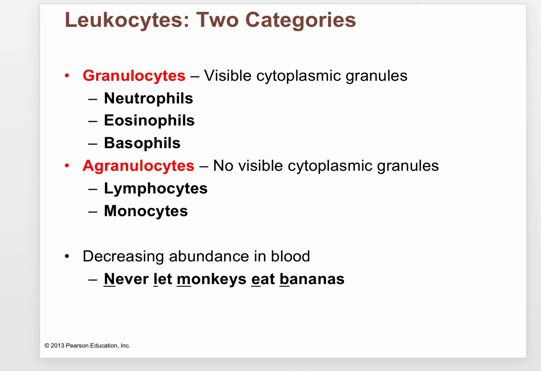And there's a mnemonic to help remember which of these blood cells are in the most abundance compared to those that are in least abundance. And the mnemonic is never let monkeys eat bananas. So the N stands for neutrophils. There are more neutrophils than any other white blood cell. Next comes lymphocytes. Next comes monocytes. Next comes E, eosinophils, and then finally B, basophils, are the fewest number of white blood cells.